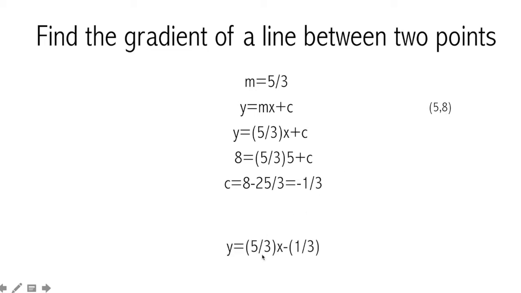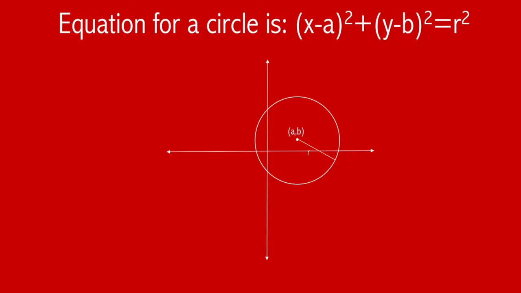Once we have that, we can write the final equation. y is equal to, substitute the value for m, which is 5 by 3, 5 by 3x, and substitute the value for plus c, which is minus 1 by 3. So that's minus 1 by 3, and that is our solution, right? That is the equation of the line.